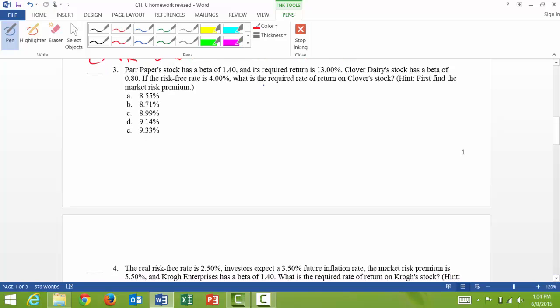Okay, so this question, I'm looking at the end, what's the required rate of return on Clover stock? So again, that's the CAPM equation. So R equals the risk-free rate plus, let's see how they gave this type of information, the market required return.